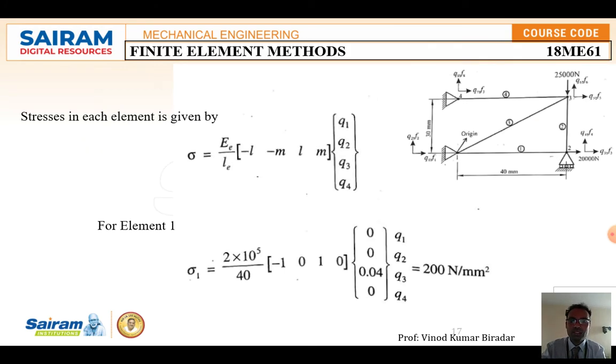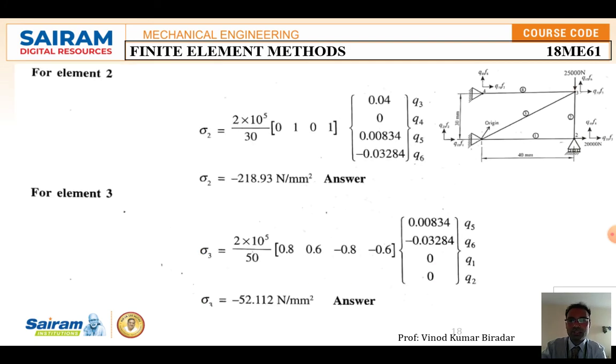Coming to the stresses, how to calculate the stresses? We have the formula for the first element, E by L times minus l, minus m, l, m. We already calculated the l and m values for the first element, Young's modulus and length are given, and the displacements we just calculated. Substitute all the values; for element 1 the degrees of freedom will be 1, 2, 3, 4. Q1 and Q2 are always 0 because they are fixed, Q3 is calculated and Q4 is also fixed. Substituting, you get sigma 1 equal to 200 Newton per mm square.